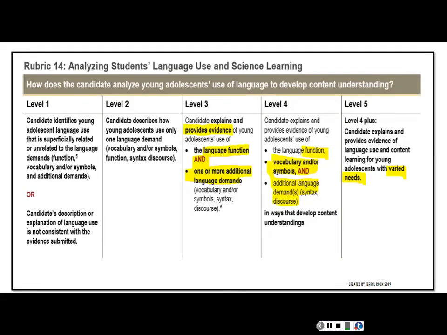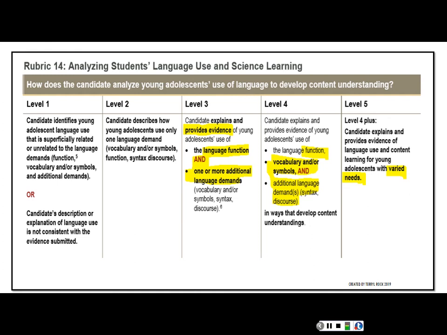So here's the rubric for rubric 14. You need evidence of language function. If you have evidence of just function and vocabulary or discourse or syntax, then that's a 3. But notice function is always listed. If you don't have evidence of function, you can't make a 3. So they don't have to use the word interpret or analyze, but you need to be able to say that the language function was interpret, analyze, whatever you said it was, and then there it is on video or in your work sample.